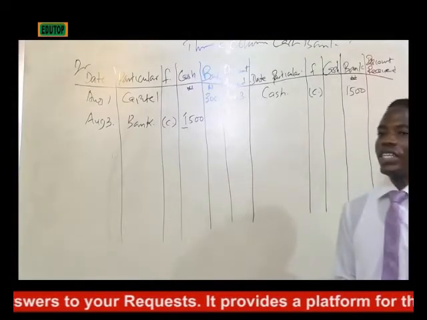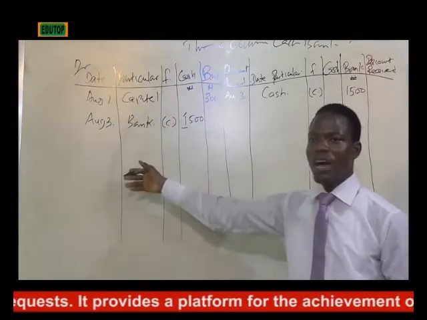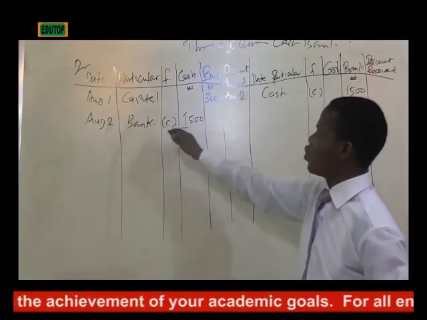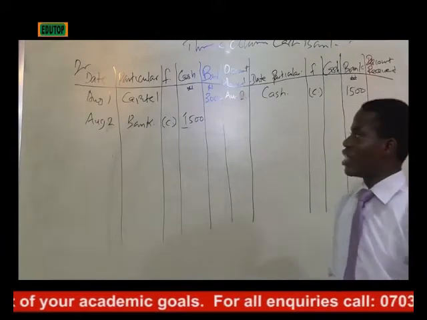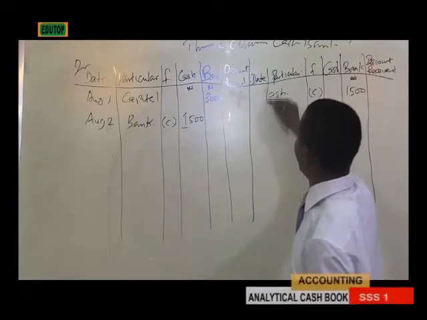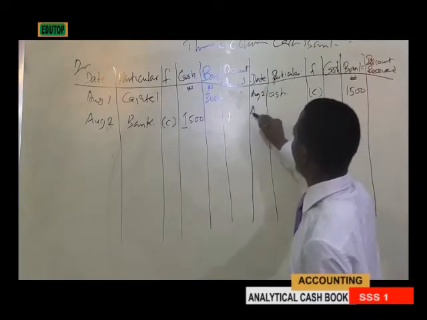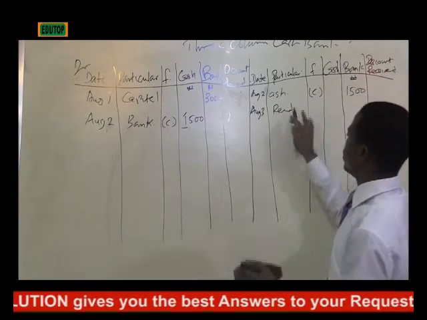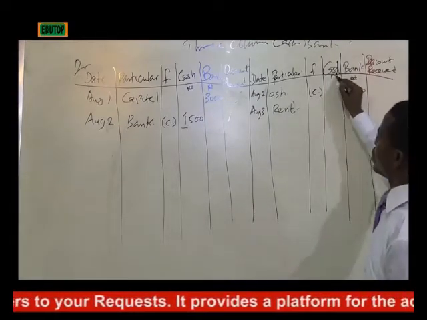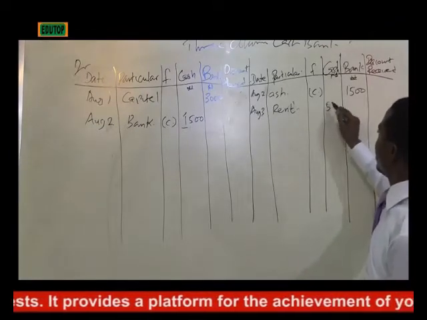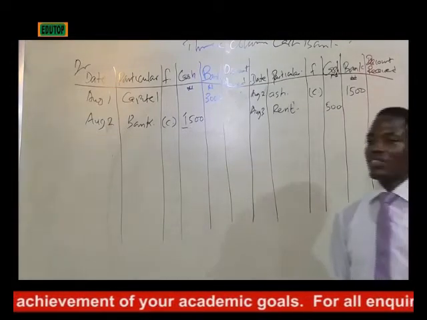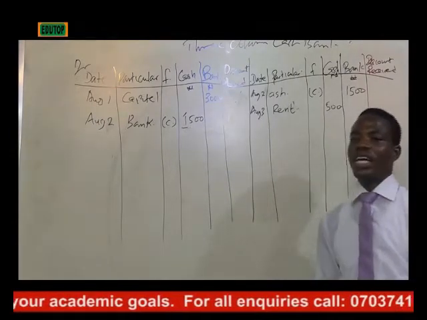Now, August 2, withdraw cash from the bank. So it is a contra entry item. Then August 3, paid rent in cash. We paid rent, which is 500 through cash. So you know rent is an expense, so it is paid out of the cash. So it reduces cash, and goes on the payment side, which is the credit side.